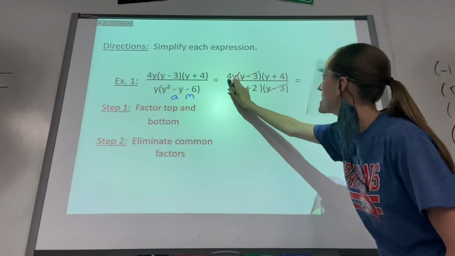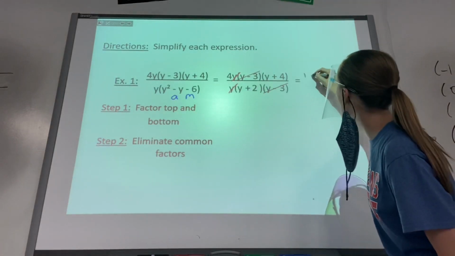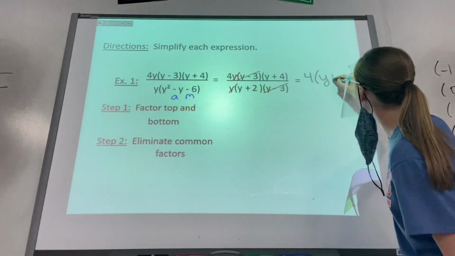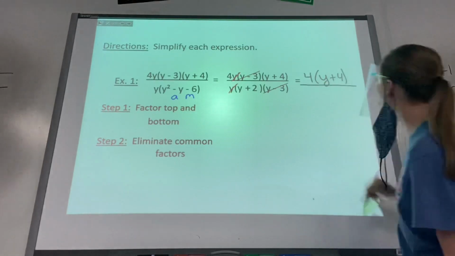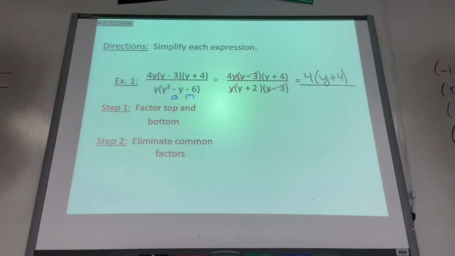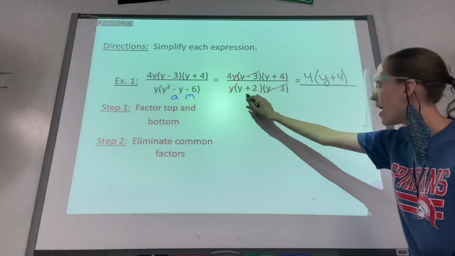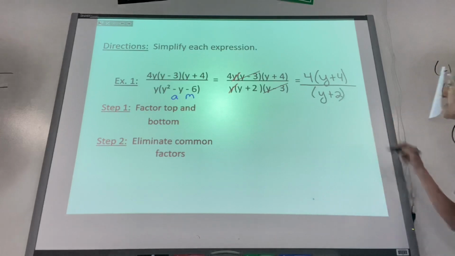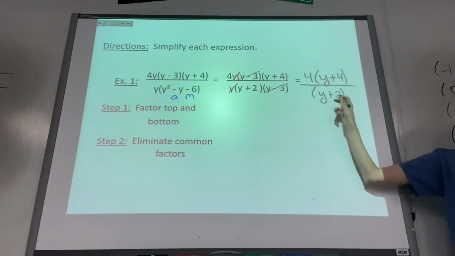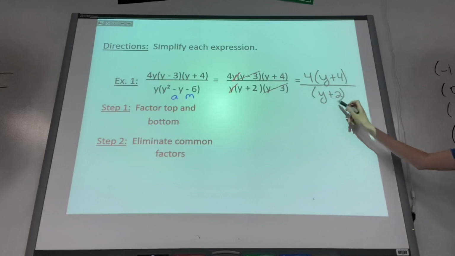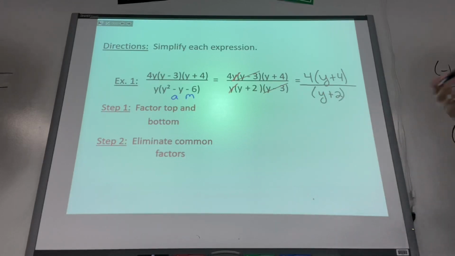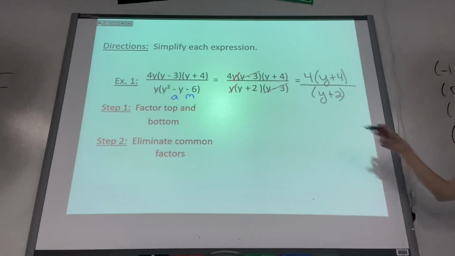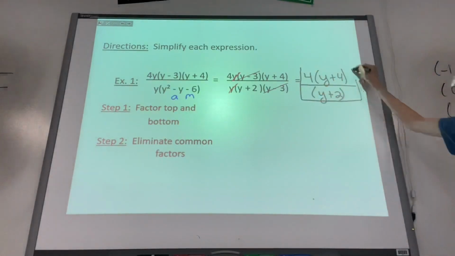So if you look on top, you still have a 4 in front, and you still have a y plus 4, so that's what the top part looks like. On bottom, it's just a y plus 2. I probably don't have to put parentheses around the y plus 2 since there's nothing in front of it anymore. So you can drop those off if you want, that's perfectly fine, but that's all you can do with this problem.